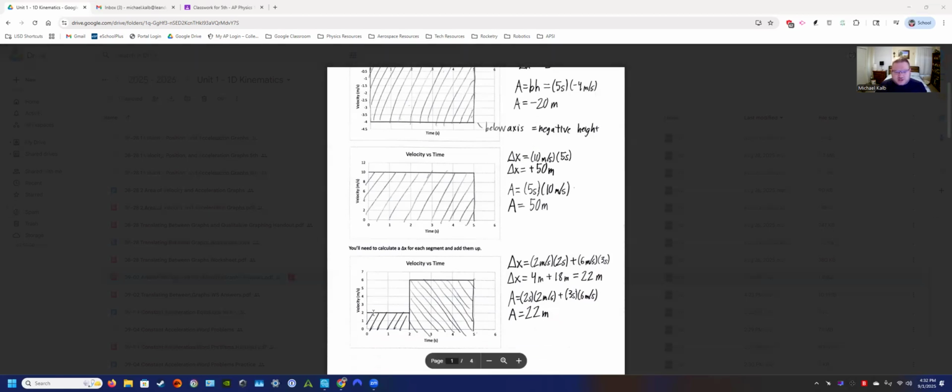Now, in this one the object changes velocity. It moves at 2 meters per second for 2 seconds, and then at 6 meters per second for 3 seconds. We just find the displacement for each segment and add them up. So we'd have 2 seconds as the base of this rectangle times 2 meters per second. That's 4 meters. And for this one, we have the base of 3 seconds times the height of 6 meters per second. That's 18 meters, for a total displacement of 22 meters.